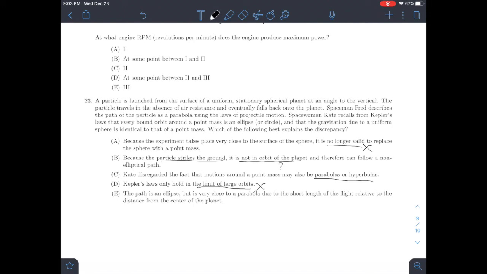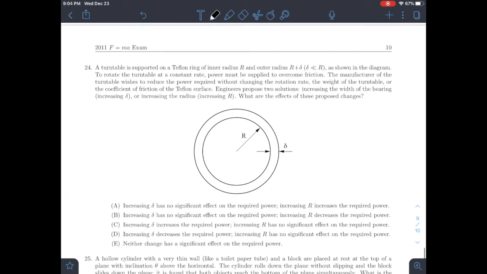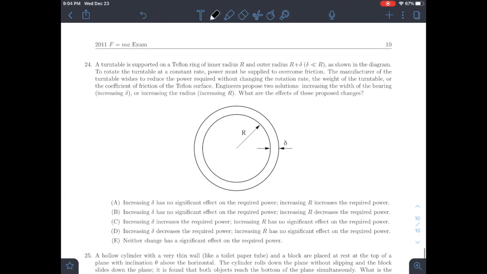So D, Kepler's law only holds in the limit of large orbit. That's also not true. That's definitely not true. So E, the path is an ellipse, but very close to a parabola due to the short length of the flight relative to the distance from the center of the planet. That one's right. So the correct answer is E. So 24. Now question number 4.